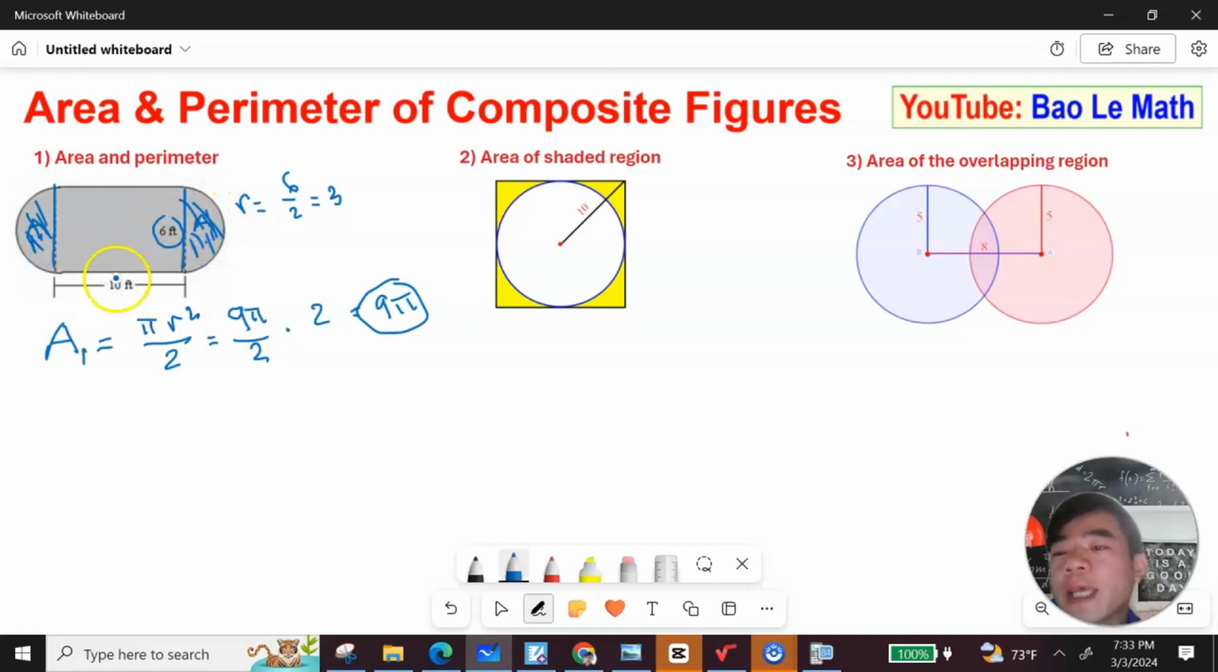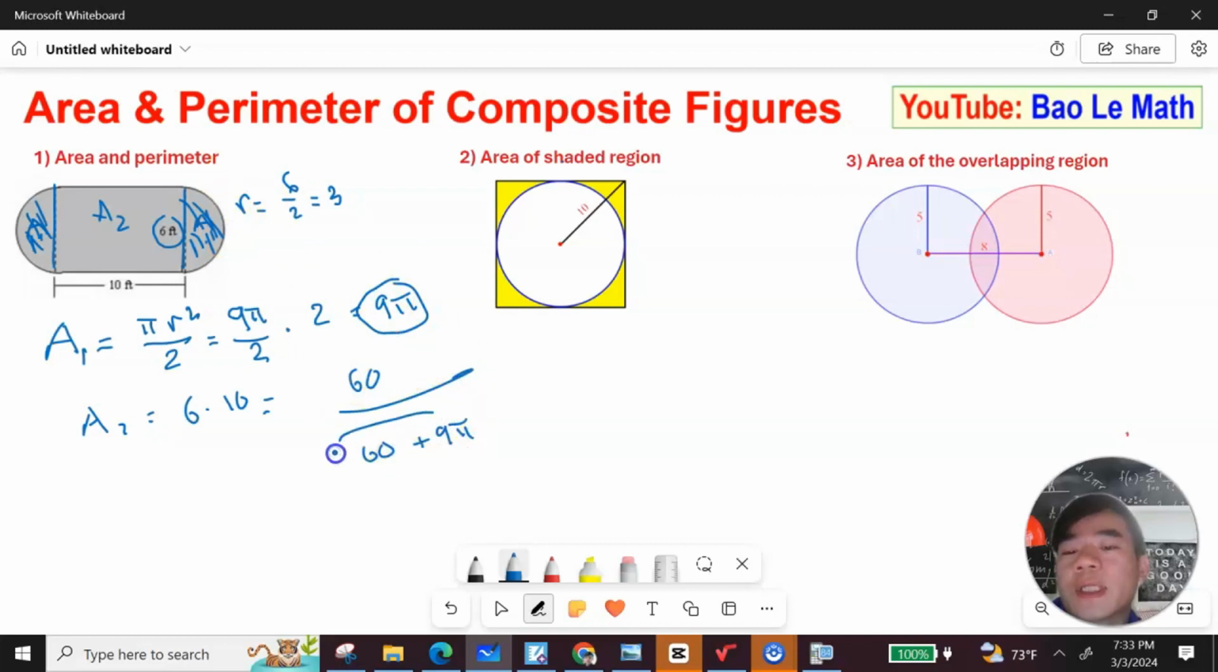Now I need to calculate the area of the rectangle. I call this A2. A2 equals 6 times 10, which equals 60. Then I add these up: 60 plus 9 pi. You just leave the answer in terms of pi. That's it.